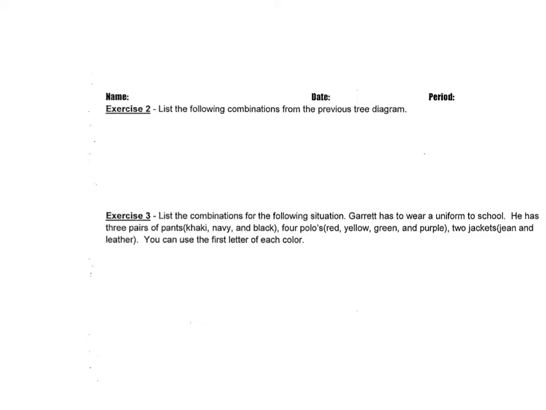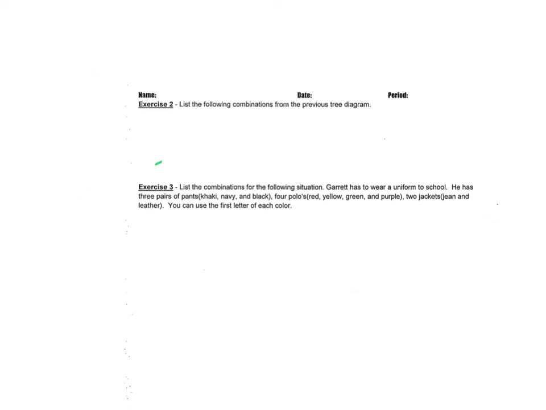Alright, on the back side of this thing, exercise 2 is actually what we just did. It says list the following combinations from the previous tree diagram. Well, we already did that, so I'm not going to worry about that. That part's done.